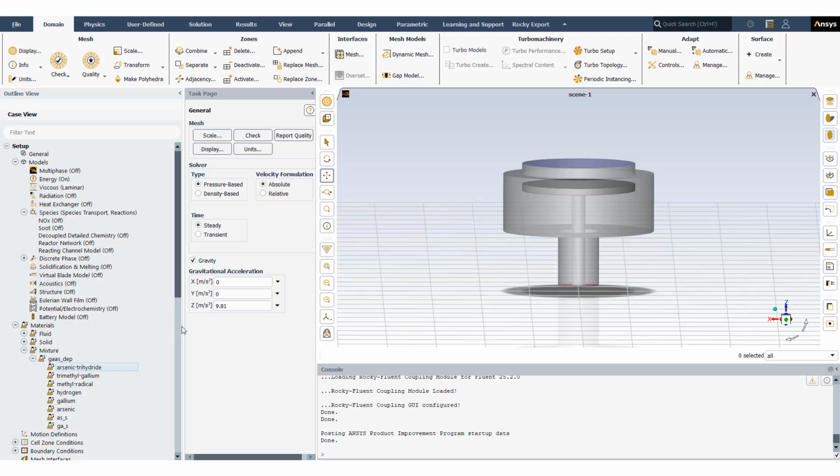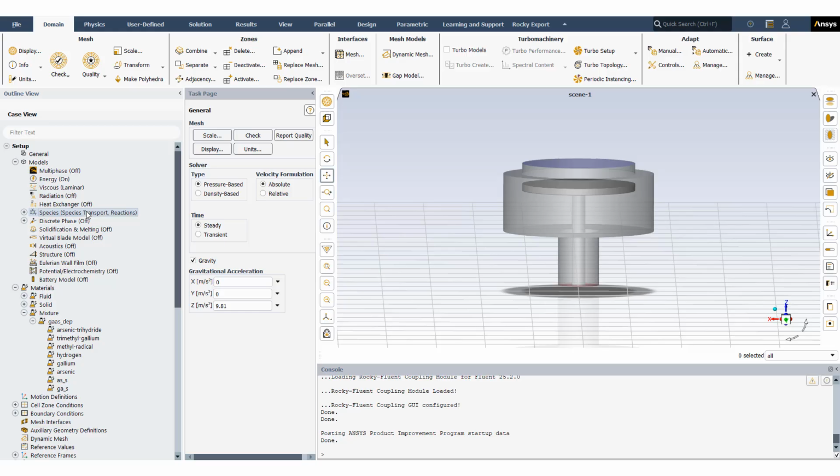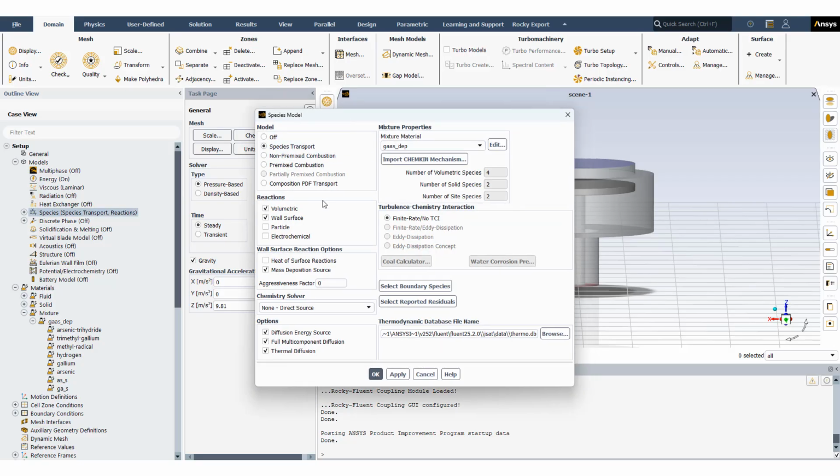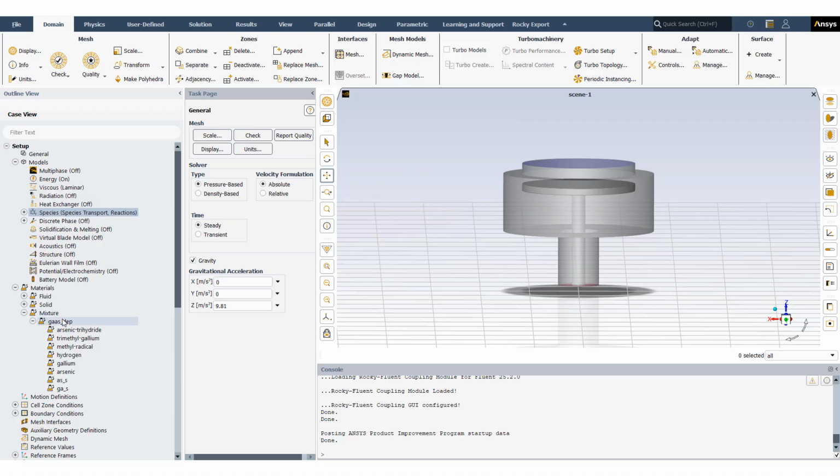So the first step to ensure that this works properly is we have to define the species model. We have to enable volumetric and wall surface reactions, and then apply the right mixture material, which we have to define as well. For this, I had to set up a number of species, including solid species like gallium arsenic, as well as the site species for AS and GA.